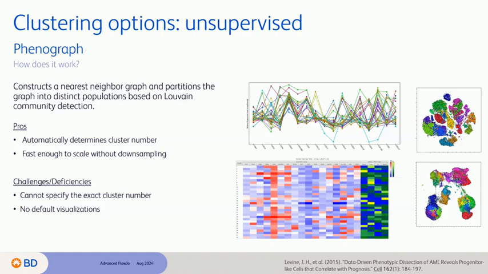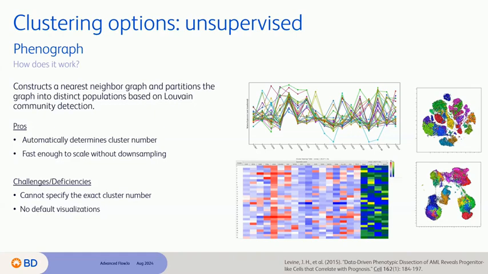So onto Phenograph. Phenograph is an advanced clustering algorithm, and it's designed specifically for high-dimensional single-cell data. It was developed by Jacob Levine and colleagues, and Phenograph is well suited for identifying distinct cellular populations within complex heterogeneous data sets. And it really excels at finding rare cell types and subtle differences between cell populations that might be missed by traditional clustering methods.